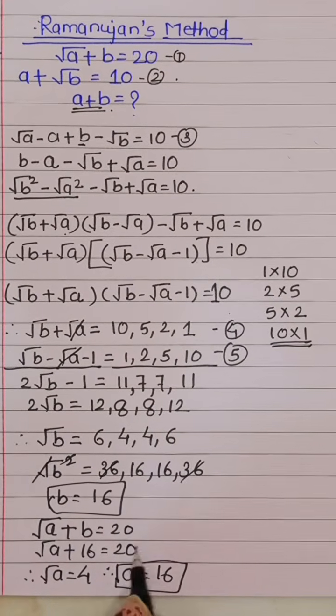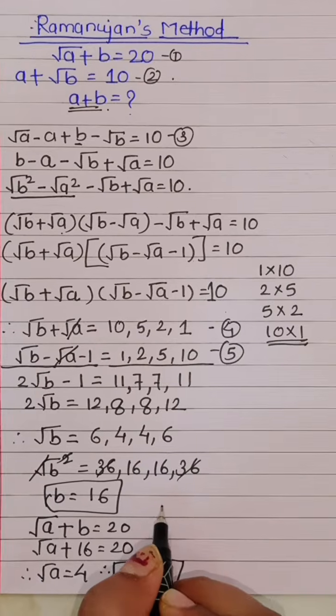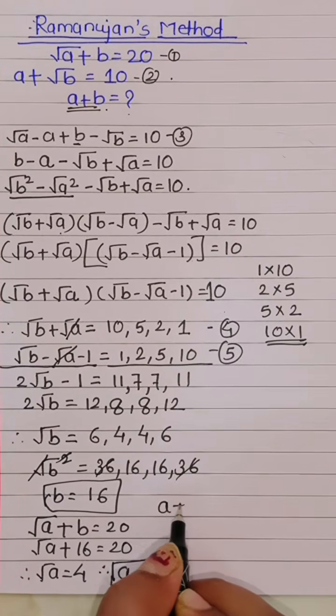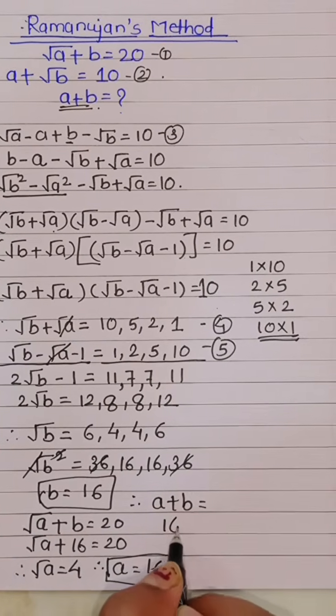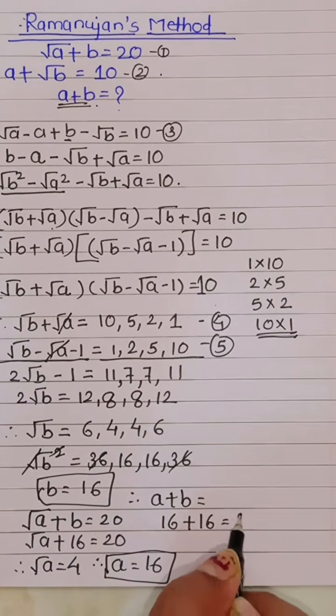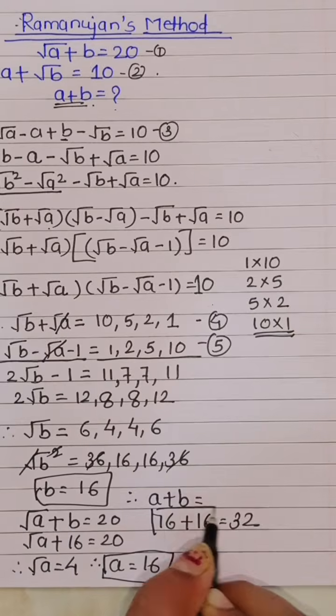And we have to find out the value of a plus b. This is the question. Therefore, a plus b is equal to 16 plus 16 is equal to 32. This is the value for a plus b.